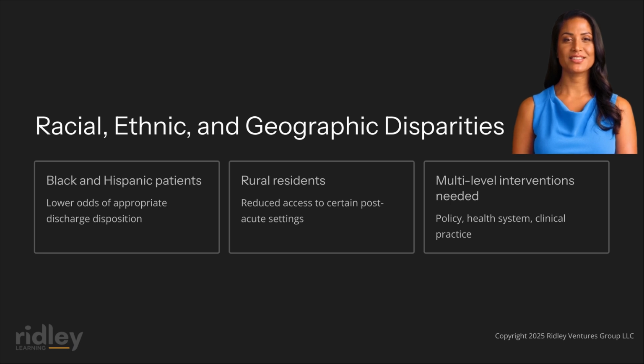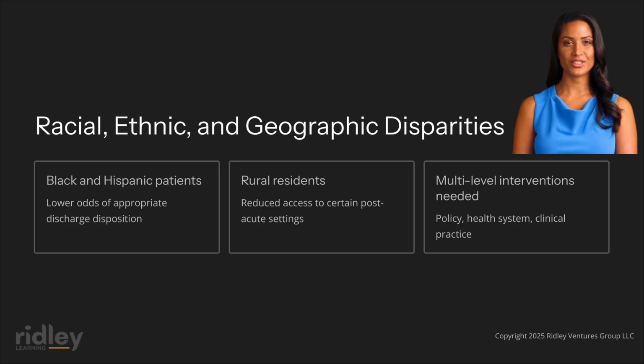Significant disparities exist in stroke rehabilitation access across racial, ethnic, socioeconomic, and geographic dimensions, with systematic patterns of reduced access to intensive rehabilitation services among marginalized populations. Studies examining racial and rural disparities in stroke discharge disposition have found that among patients who died during hospitalization or within 90 days of discharge, Black and Hispanic patients had significantly lower odds of discharge to hospice or other appropriate settings compared to white patients. Rural residents similarly experienced reduced access to certain post-acute care settings.